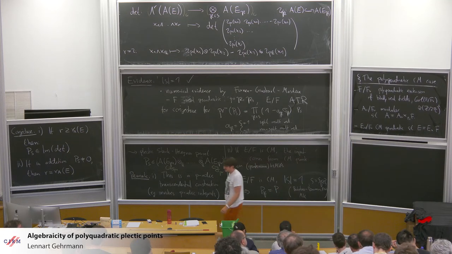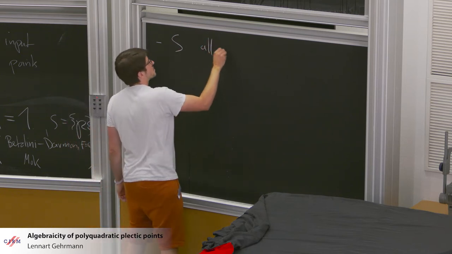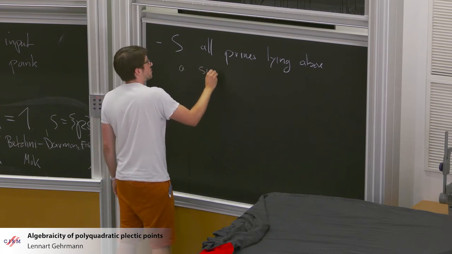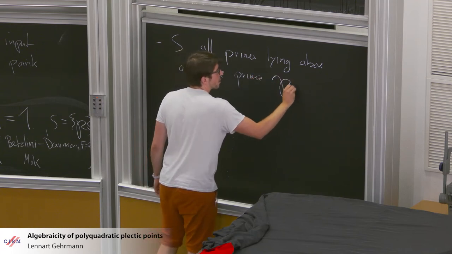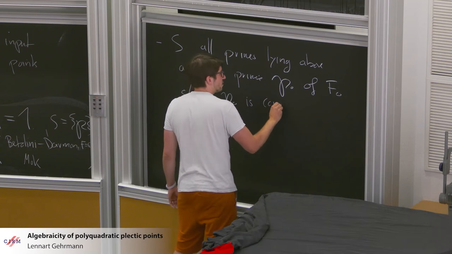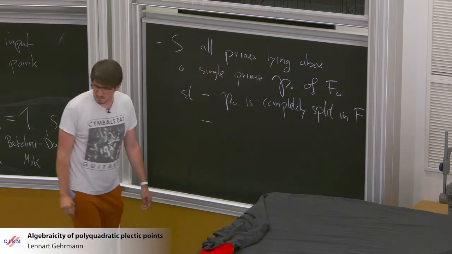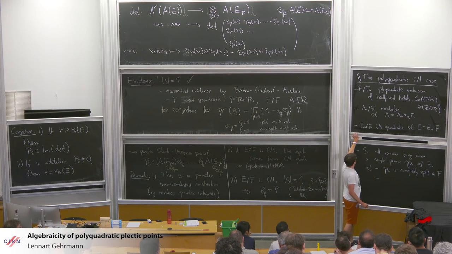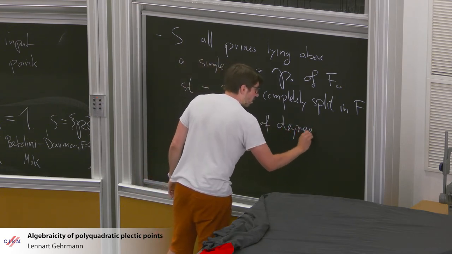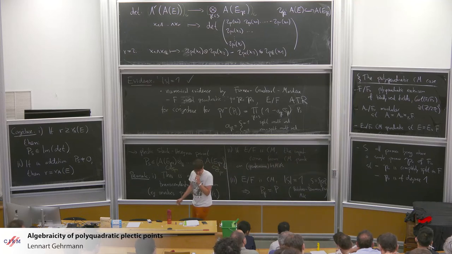So what about our set S? Our set S will consist of all primes lying above a single prime, which I will call P naught of F naught, such that P naught is completely split in F. The second assumption is that P naught is of degree 1. So if I complete F naught at P naught, you just get Q_p. And you will later see why this is an important assumption.